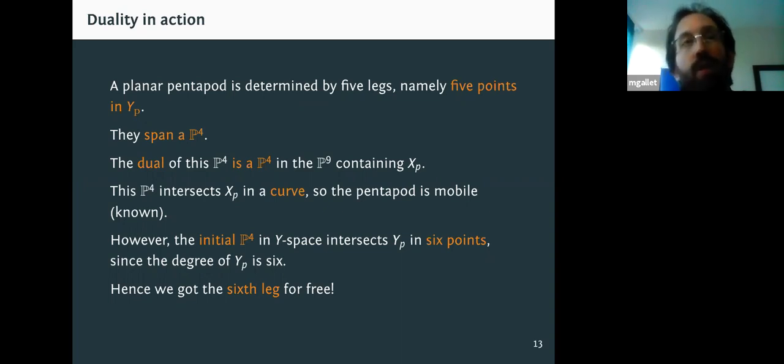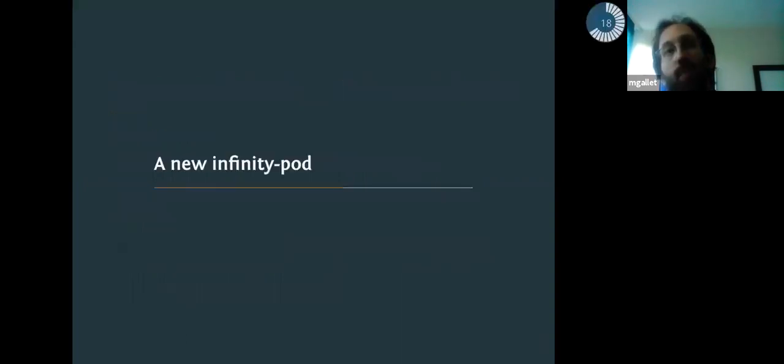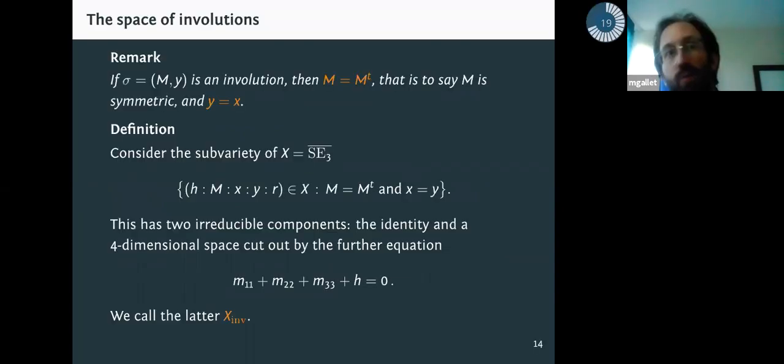Okay, so if not, I would like now to go to the core part of this talk, with which I will conclude, and namely to show you how we can construct such a new mobile infinity pod. So first of all, we will constrain its possible configurations. So we will not consider any possible configuration of pods, but we will consider a special subvariety of the variety X, which we call X-inv.